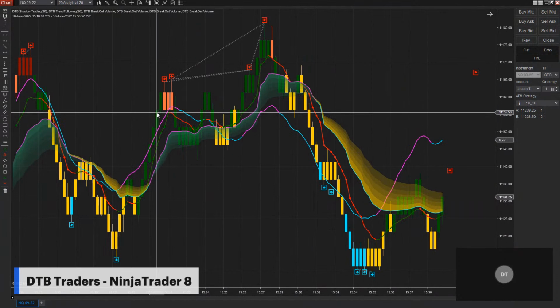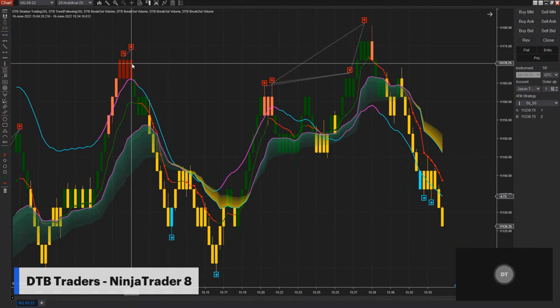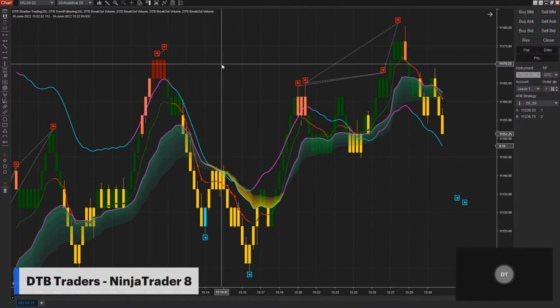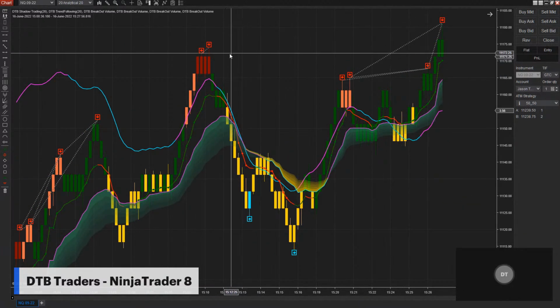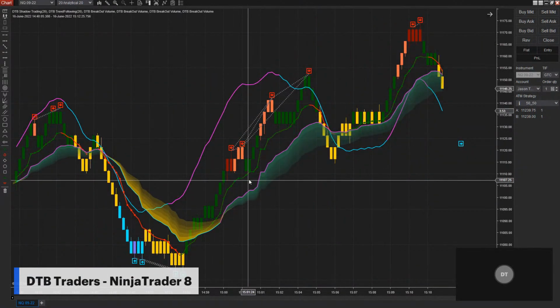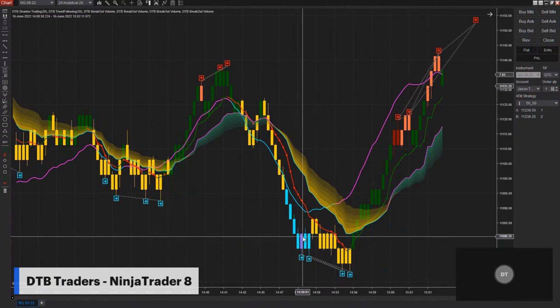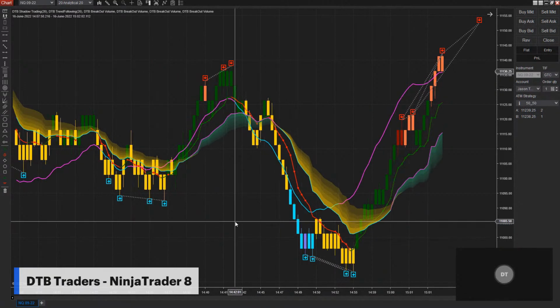So there's our tomato, there's our red. So when it goes tomato and then goes red, there's an extremely high chance the price is going to reverse. But then again, not every time. It's just a very high percentage. There is your, what color is that?